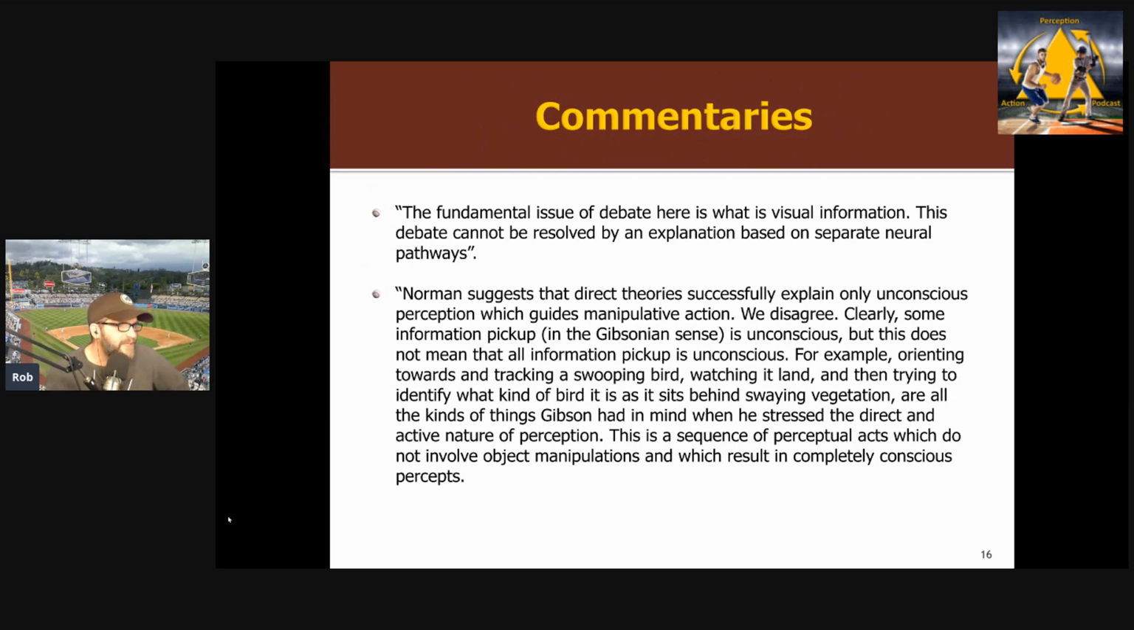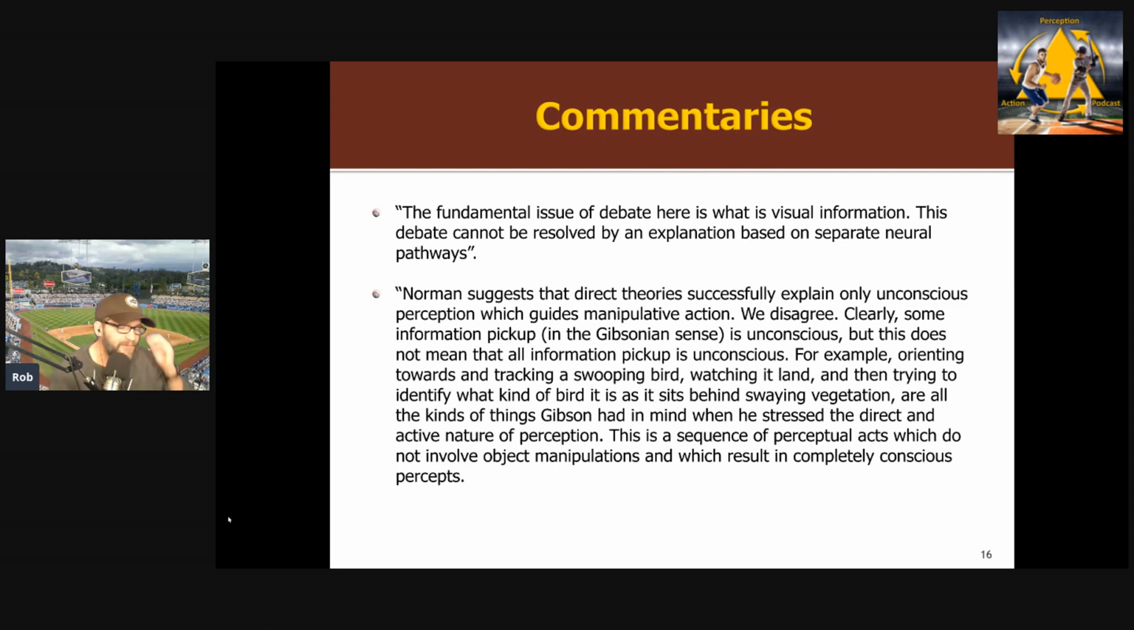So in the commentaries, the fundamental issue of debate here is what is visual information. This debate cannot be resolved by an explanation based on separate neural pathways, right? Like I said in my original presentation, the trees start with different roots, right? You can't integrate them later on. They're in different fields, right?